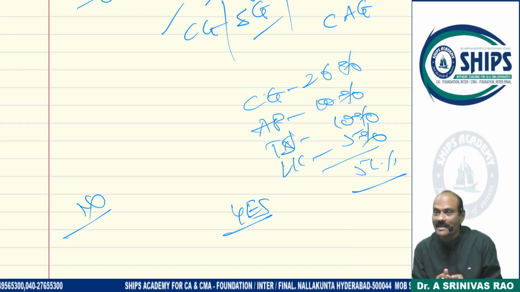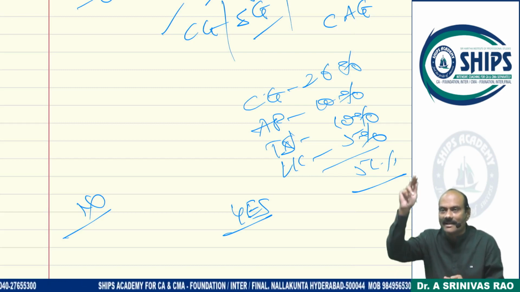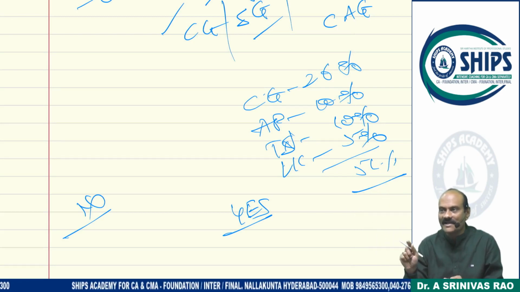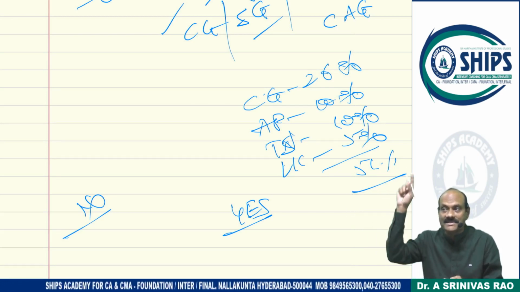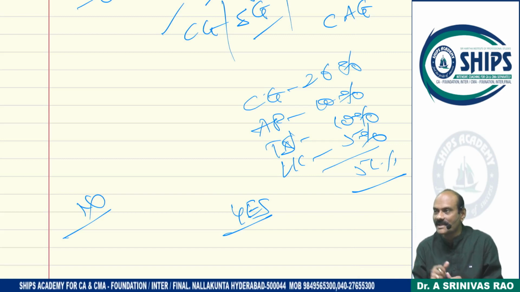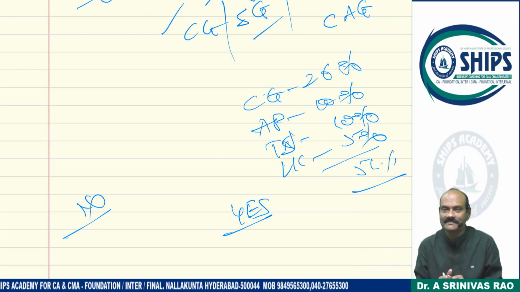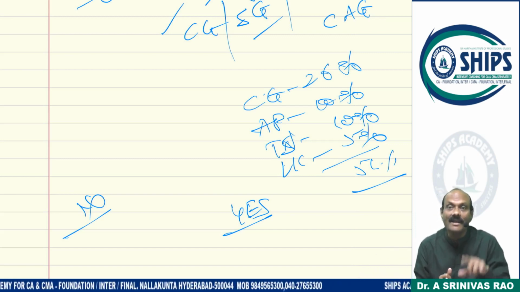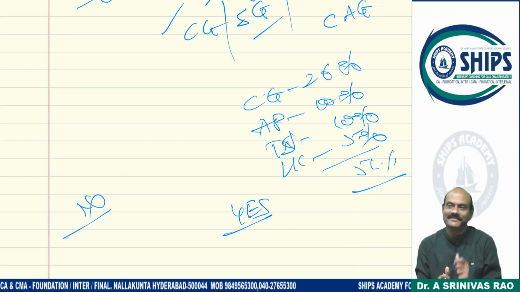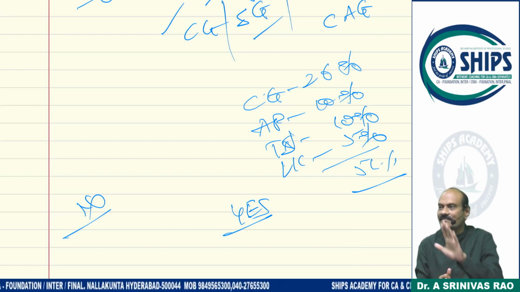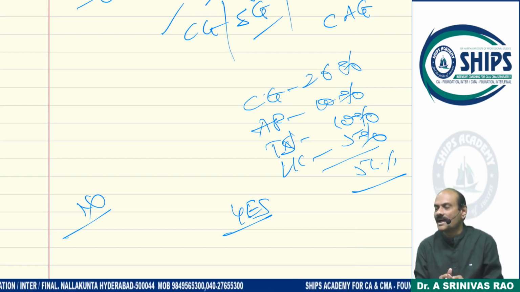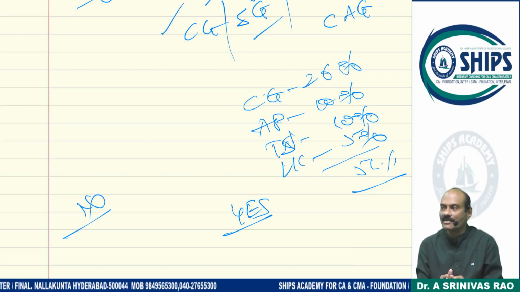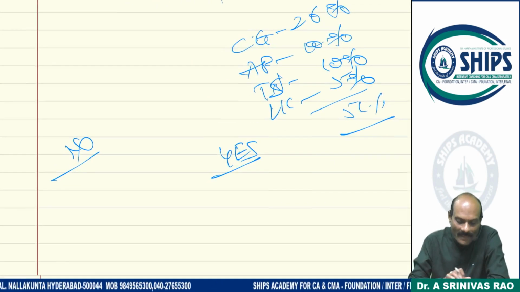The shares are on whose name? LIC's name, not on the president's name. Government of India made investment means on the president's name. State governments make investment on the governor's name. LIC made investment on LIC's name. Thereby, this question was given for 5 marks. Answer is, it's not a government company. Right? Okay.